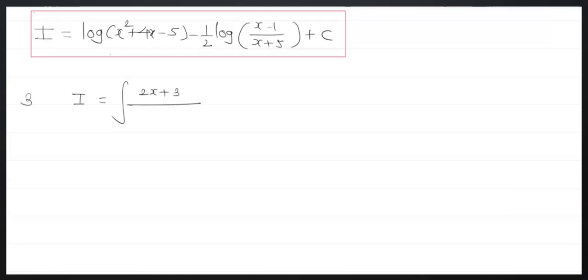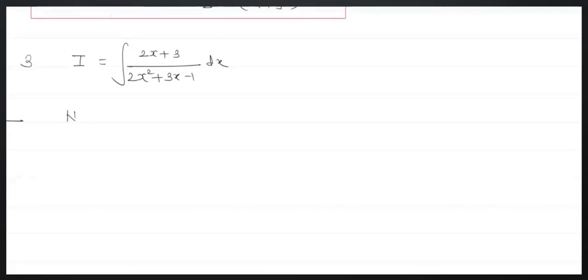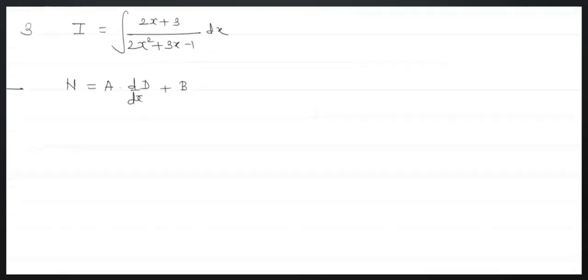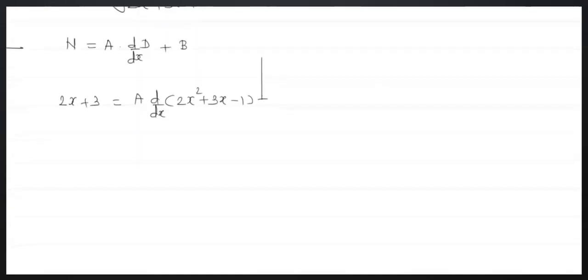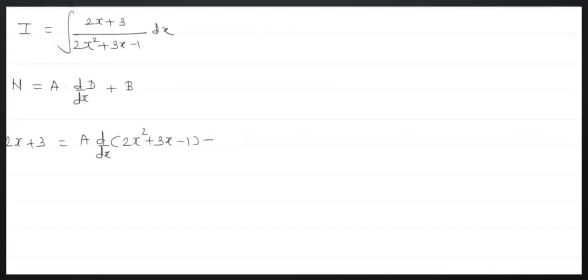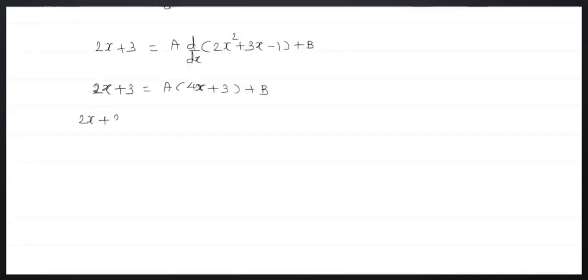I is equals to integral 2x plus 3 upon 2x square plus 3x minus 1 dx. Now again the numerator is equals to 2x plus 3, that is a into d dx of the denominator plus b. Derivative of the denominator plus b. Therefore 2x plus 3 equals a, its derivative is 4x plus 3, plus b.